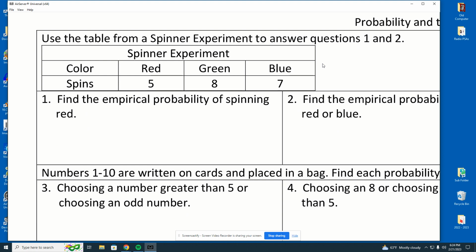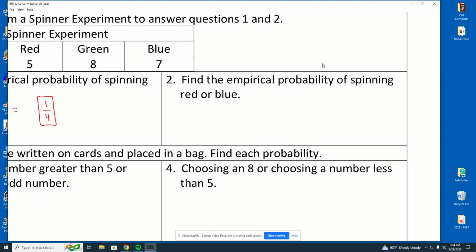So number one is real simple. You're just trying to find the experimental or empirical probability of spinning a red. Well, there were 5 out of the total here, which if you add all those up, that's 20. So 5 out of 20, which reduces to 1/4. Okay, the next one, number 2.